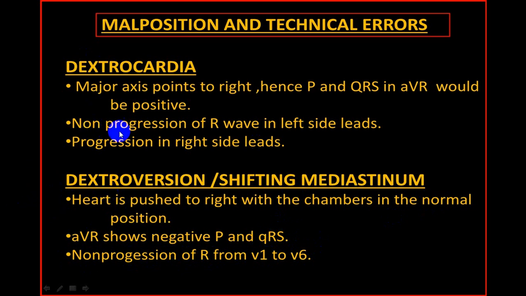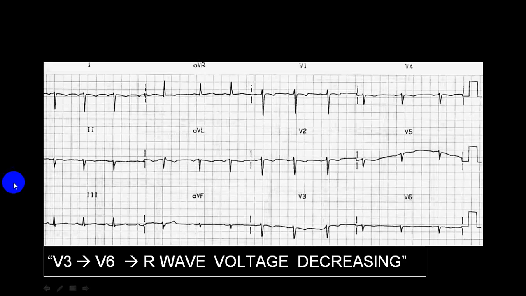So you can have non-progression of the R wave in dextrocardia and dextroversion, but the important part is AVR. In dextrocardia, in AVR, you will have a positive QRS complex, while in case of dextroversion, AVR will still remain negative. Meaning in AVR, all complexes will still remain negative, and there will be non-progression of the R wave. So if you combine these two criteria, you can differentiate dextrocardia from dextroversion.